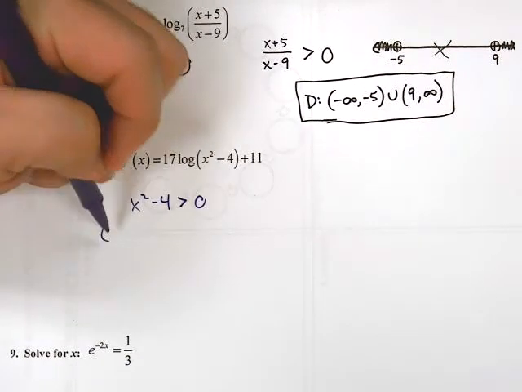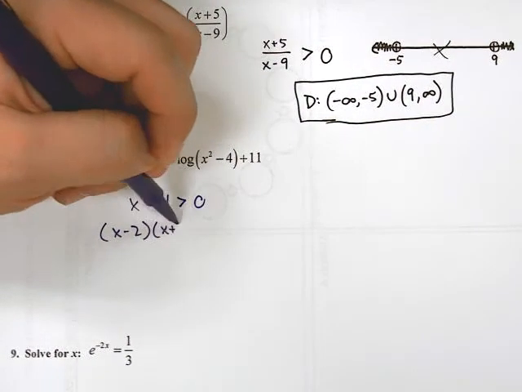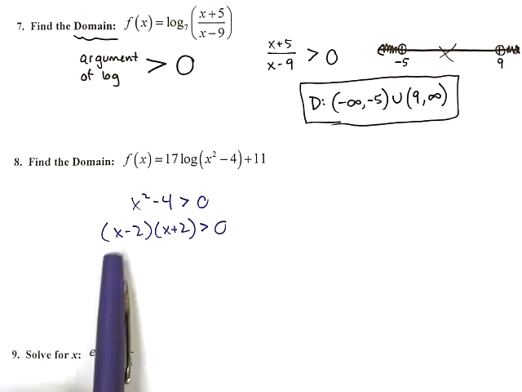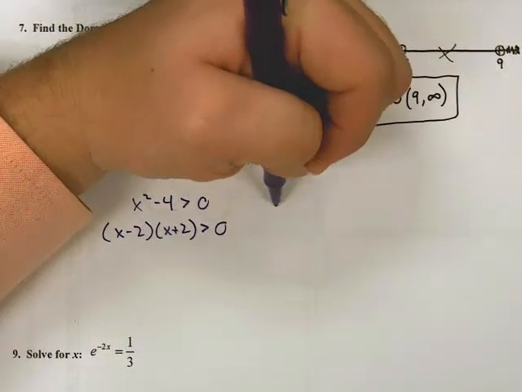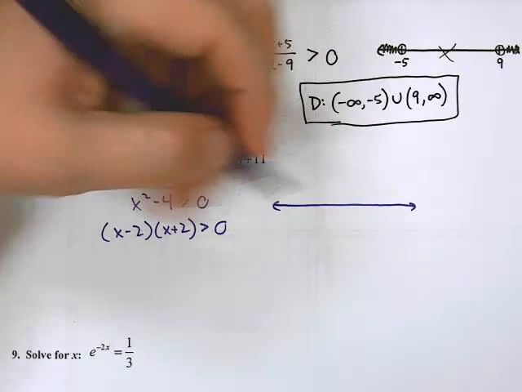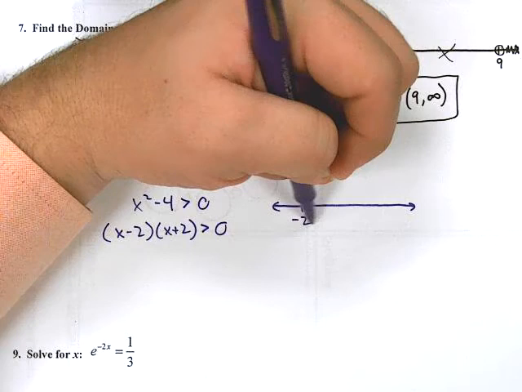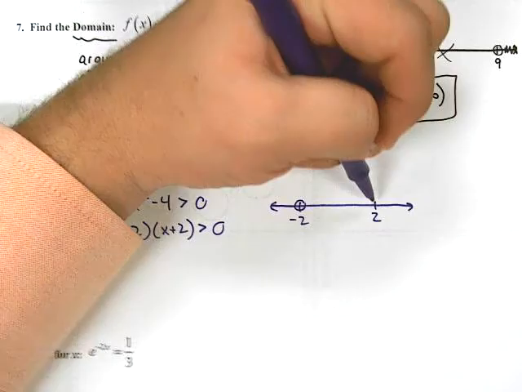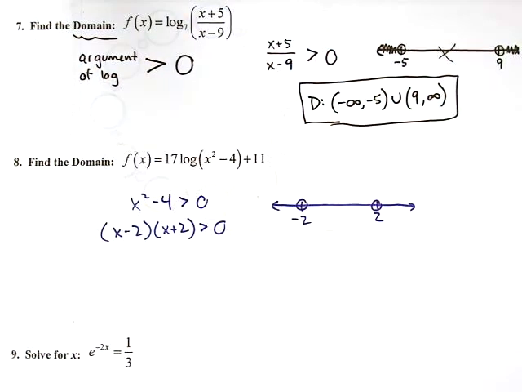Well, when I factor, I now see my critical values. These are x-intercepts, right? Because they're in the numerator. So I would graph a number line, and I would plot my intercepts. And because it's greater than 0, I know that I'm going to be open circles. Can't actually equal 0. Now we test.